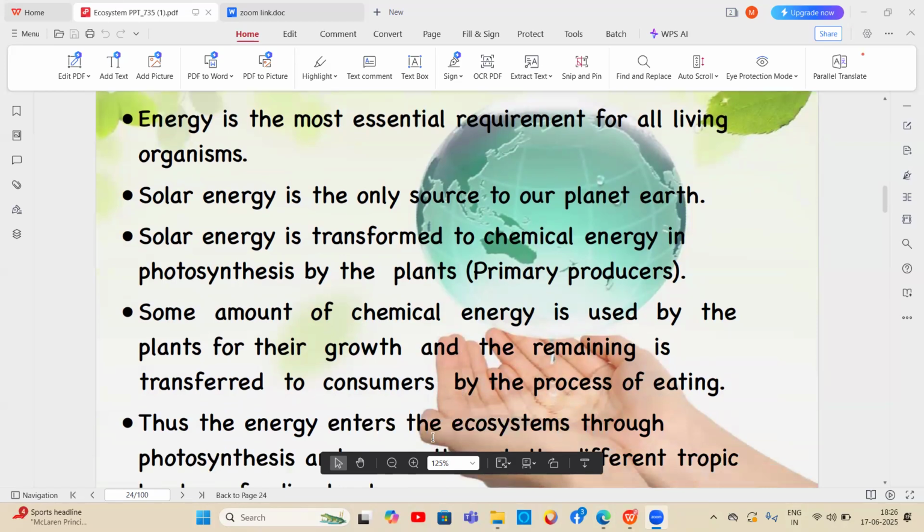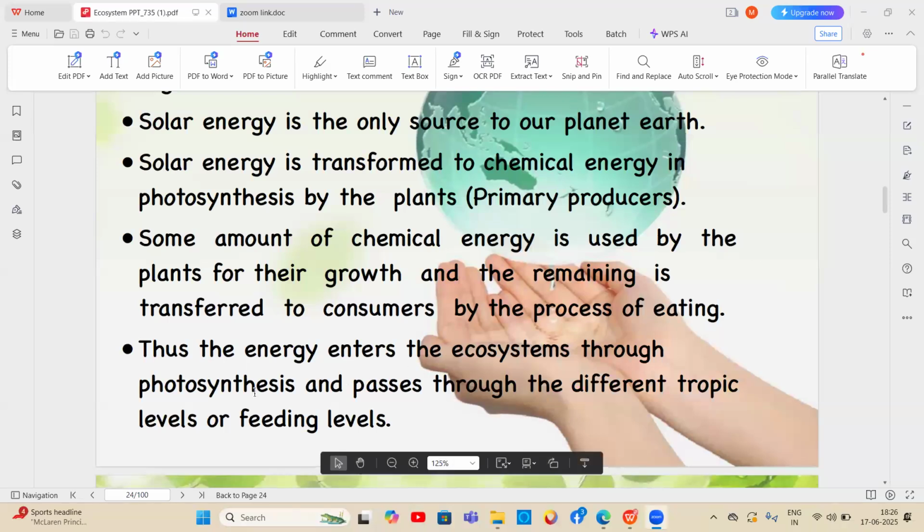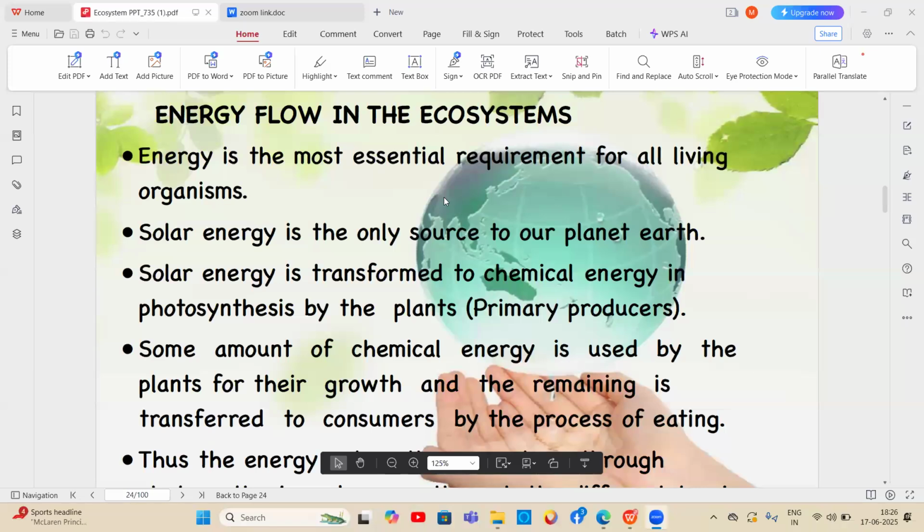So thus the energy enters the ecosystem through photosynthesis, and passes through the different trophic levels or feeding levels. That is the energy flow. The main source of energy is the solar energy, that is the sunlight. In the presence of sunlight, the plants utilize this solar energy and prepare the food materials. That is, they convert it into chemical energy.